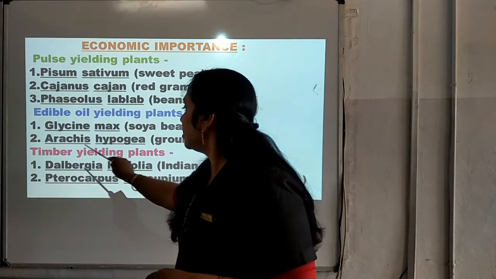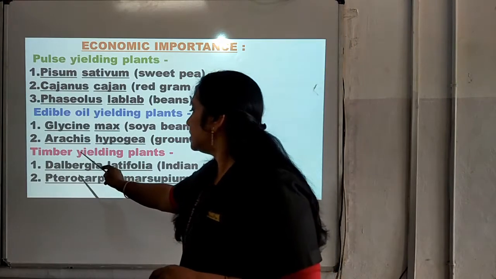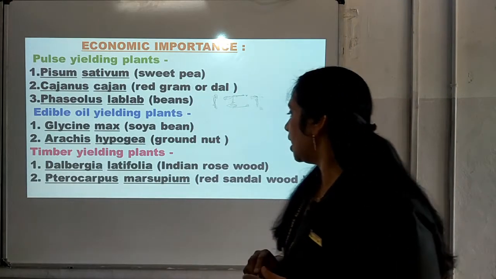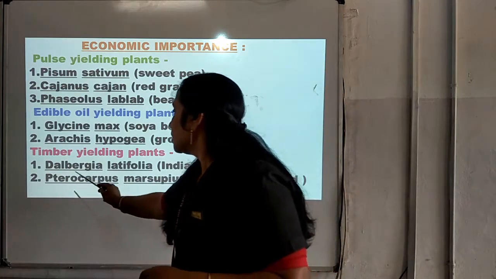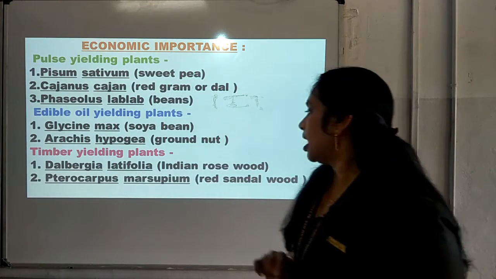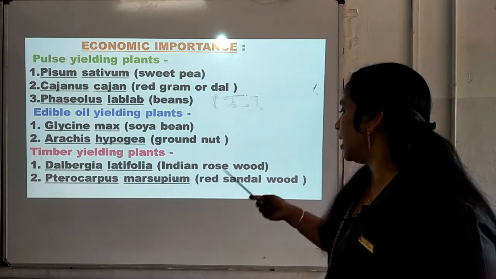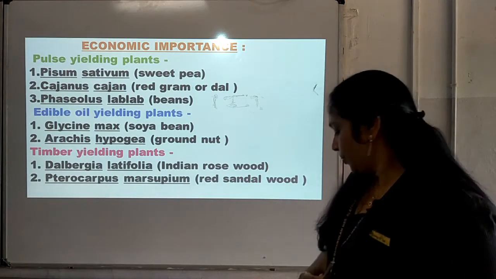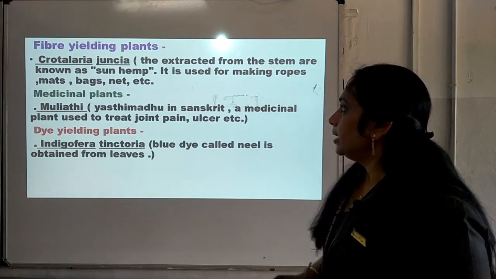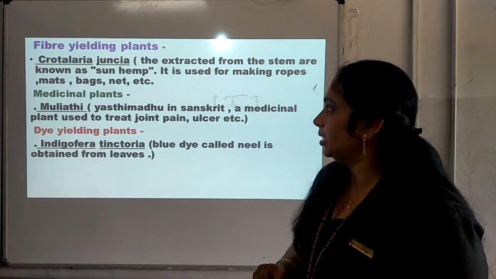Next, timber yielding plants are also seen in the Fabaceae family. Number 1 is Dalbergia latifolia, which is also known as Indian rosewood, and Pterocarpus marsupium. Pterocarpus marsupium is another timber yielding plant, also known as red sandalwood. Okay, my dear children. And next one is fiber yielding plant, which is also seen in this family.